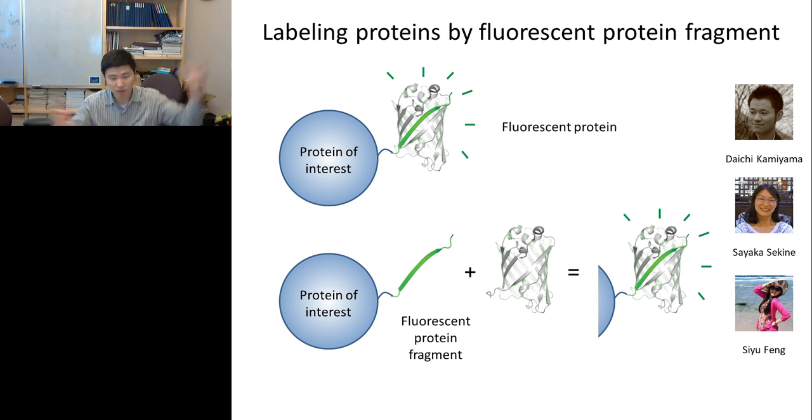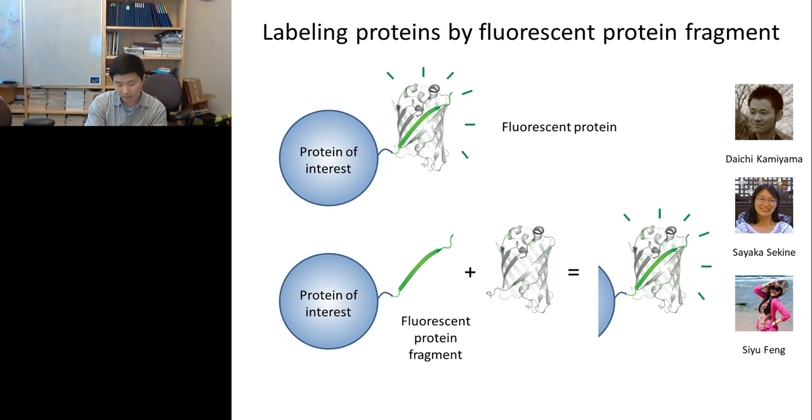So you fuse one part to protein A, the other part to protein B. If A interacts with B, the two split fragments would come together. This is different from the fragments coming together very efficiently by themselves. And that's the system we're going to use.